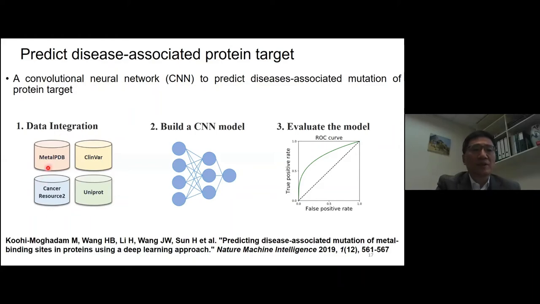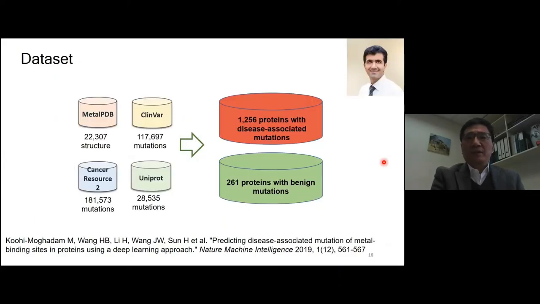And so we use this variety of data banks, as I showed you already. So for the data integration, not only the protein data bank, we also use those clinical data and cancer resources and so on. And then we build up this convolutional neural network model. And then we can evaluate the model to make sure the model is good and useful. And Mark Murthy in the group built up this model.